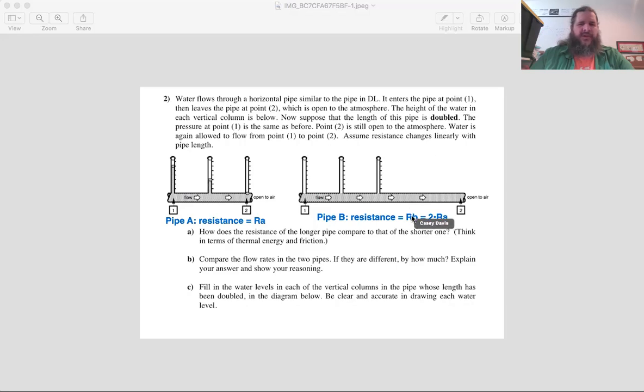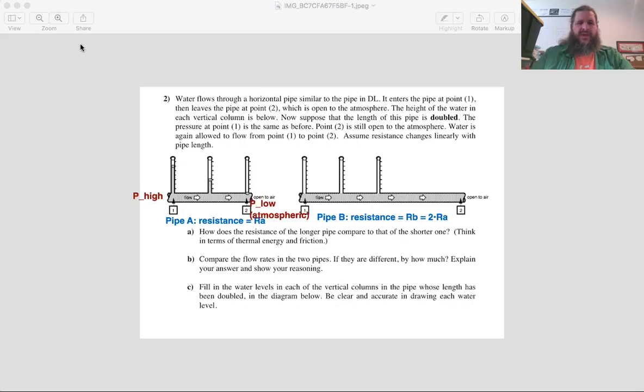And if the resistance is twice as much, what do we know about the pressure difference for the whole pipe? Isn't it the same? Yeah, they should both experience the same pressure drop because they both start from the same high pressure, presumably from some pump or something, and they both end at the same low pressure. Specifically, what pressure do they end at? Atmospheric pressure. Yeah.